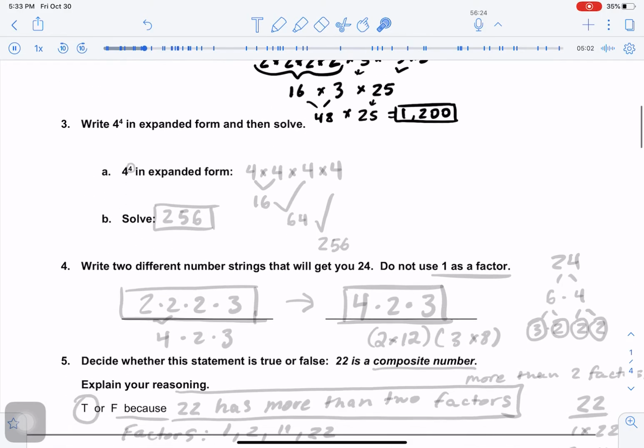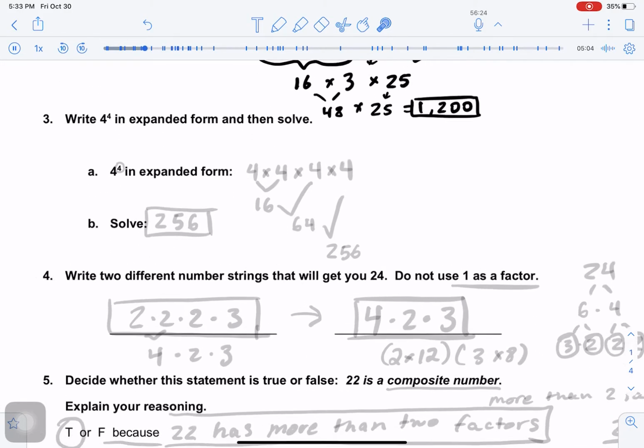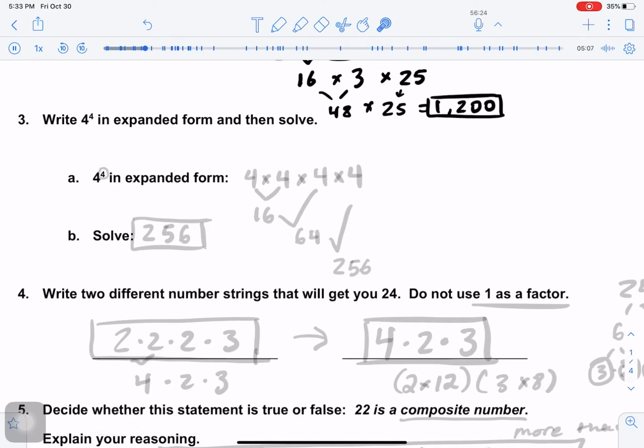Moving on to number 3, I'm being asked to write 4 to the 4th power in expanded form and then solve in step B. So I'm going to go ahead and I'm going to write 4 times 4 times 4 times 4. Careful to not add. Remember that the exponent is telling us that there are 4 groups of 4 that we have to multiply. Okay? When I solve this, I get 16, 4 times 4. 16 times 4 gives me 64.